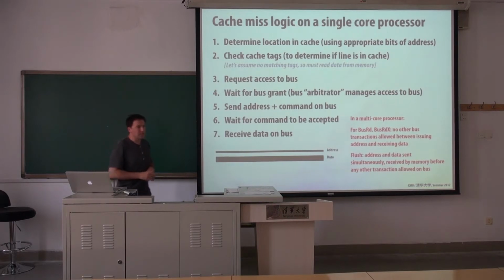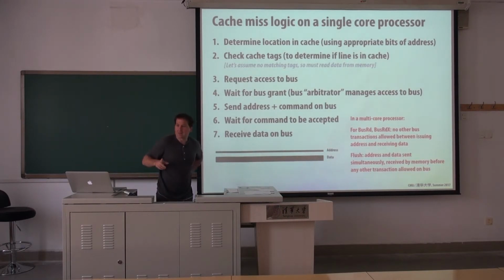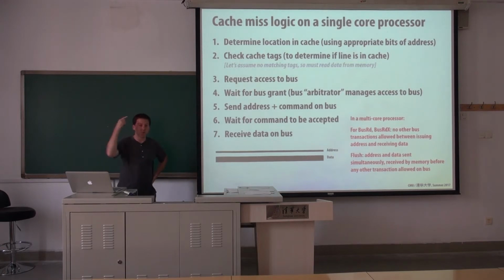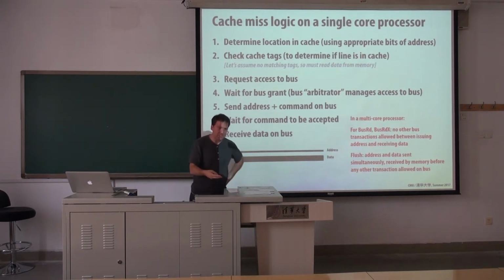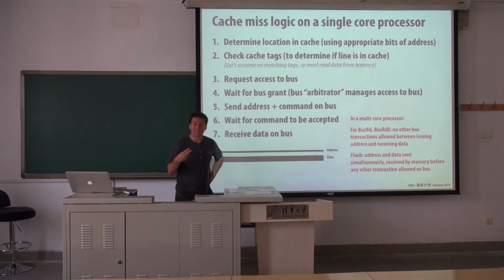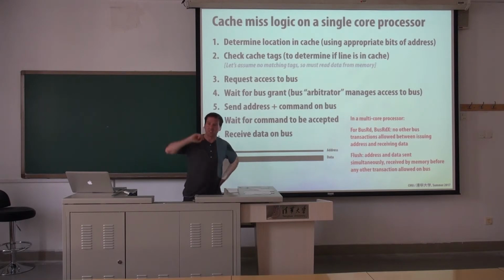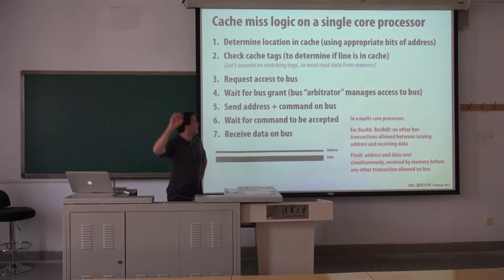And so let's think a little bit about what happens when there is a cache miss with a single core processor. The cache has to determine where the data goes in the cache. It needs to check to see if the data is there. If it's not there, it needs to say, I need permission to use the bus. It needs to say, I want this data. It waits for the data, and then it receives the data.